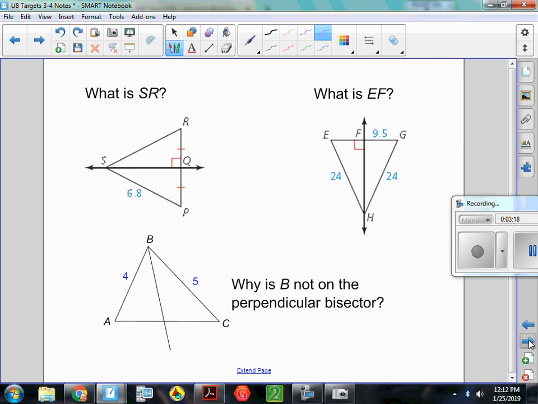Here's some example problems of what that looks like. A couple of these are from the notes from class. I'm going to start up here. I'll call this number 1. Focus on number 1. What is SR?